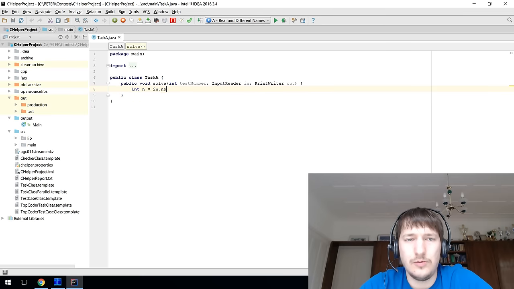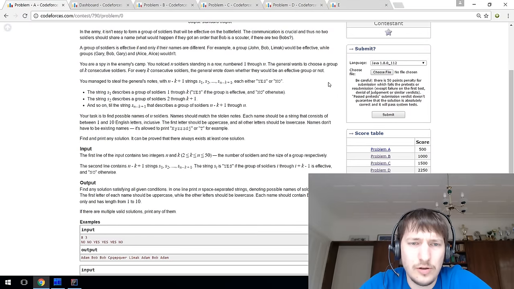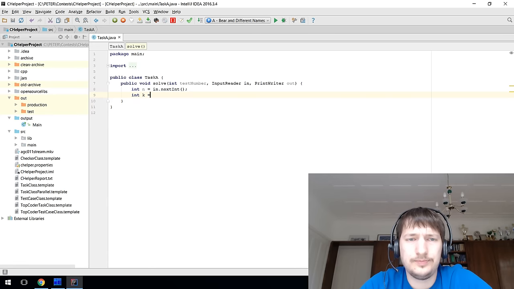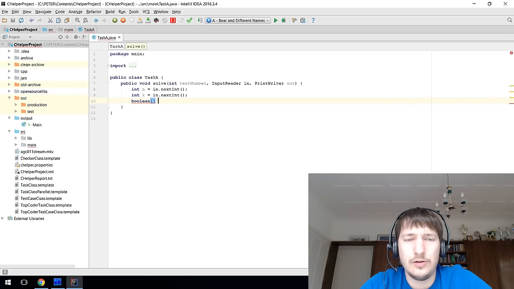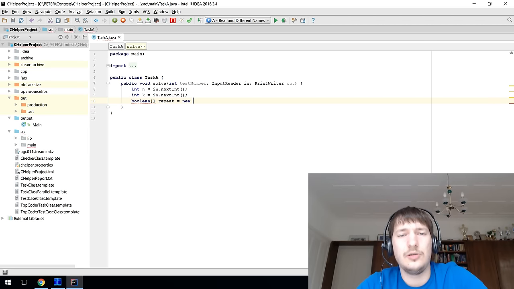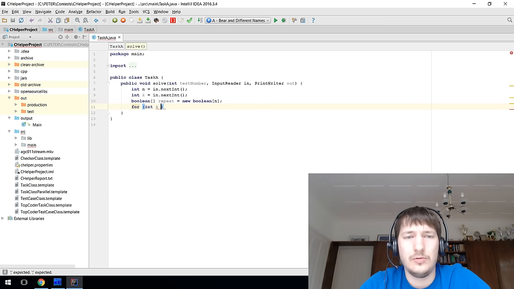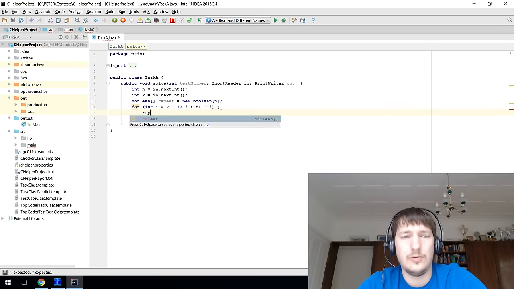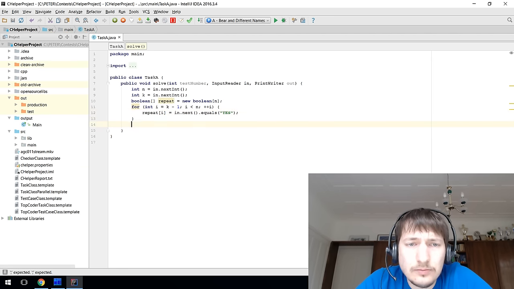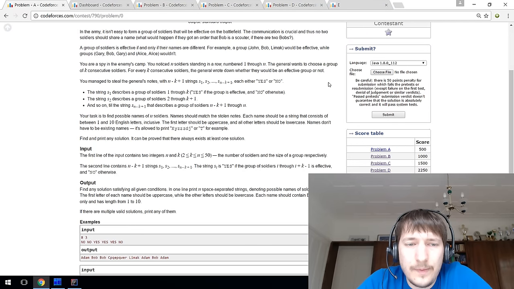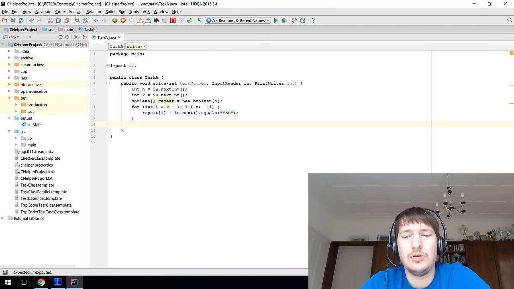Okay, so we read the number of the soldiers and the size of a group. And finally, we have repeat. Let's just read, create a new one of size n, and then we start with k minus 1, go up to n, and we say repeat in equals in next equals yes. Okay. And finally, we just need to generate names.